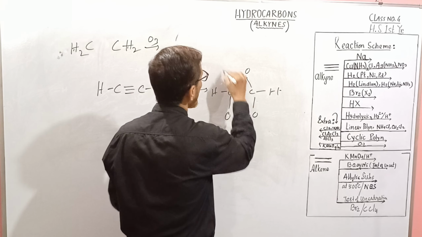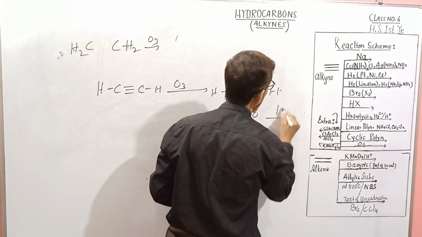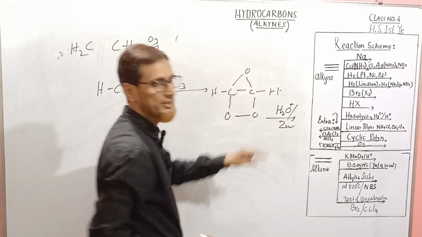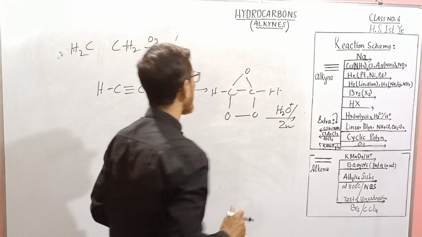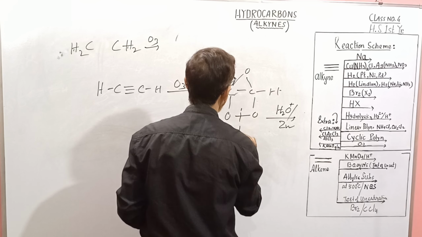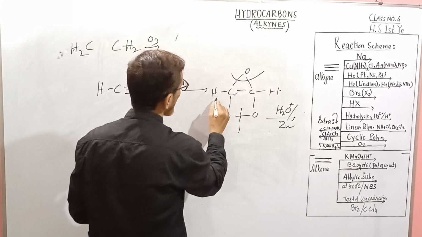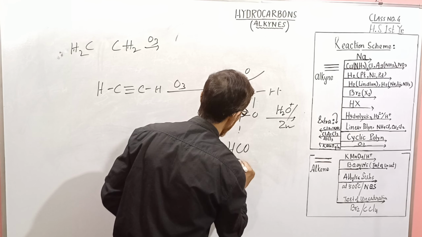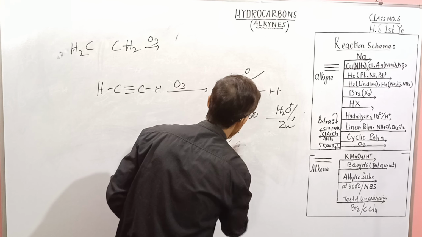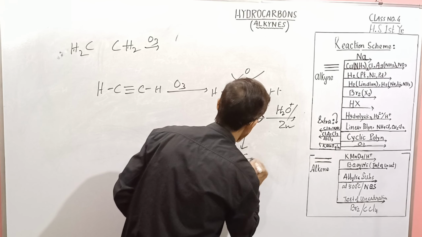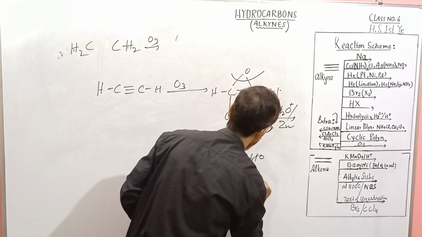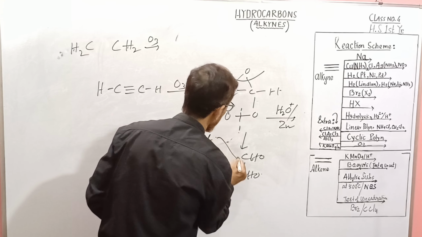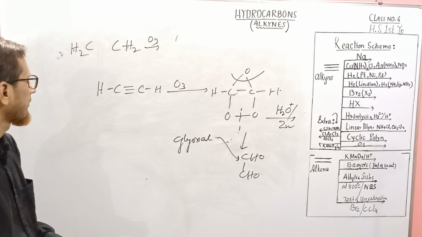Earlier it is Y-shaped when hydrolyzed in the presence of zinc. I explained it in detail in my class number 3. Now it will break here and it will break here. So what do you get? CHO, or you can write it in this way, CHO. That compound is called glyoxal.